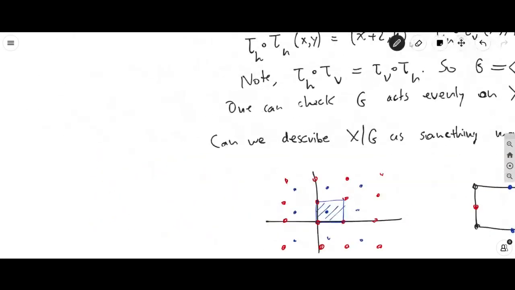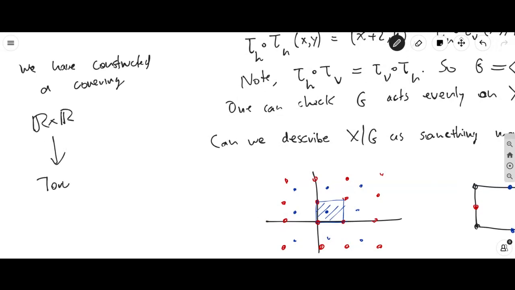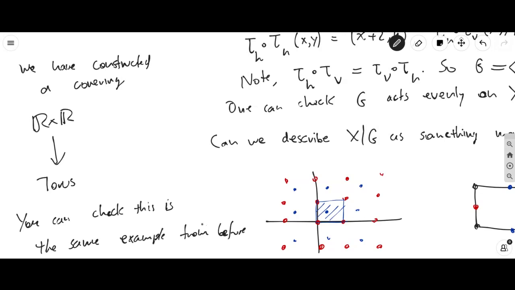So thus we have constructed a covering from the plane down to the torus. And actually, this is the example from before. You can check. This is the same example from before. So in the other example with the torus, we were thinking of a torus differently as a product of two circles, and we had two pairs of exponential maps. But it really is the same example that we had before. So it might look different, it's just different language, but in the end, it's really the same example.